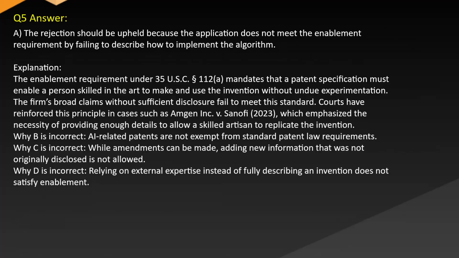Answer A. The rejection should be upheld because the application does not meet the enablement requirement by failing to describe how to implement the algorithm. Explanation. The enablement requirement under 35 U.S.C. § 112(a) mandates that the patent specification must enable persons skilled in the art to make and use the invention without undue experimentation. The firm's broad claims without sufficient disclosure fail to meet this standard.